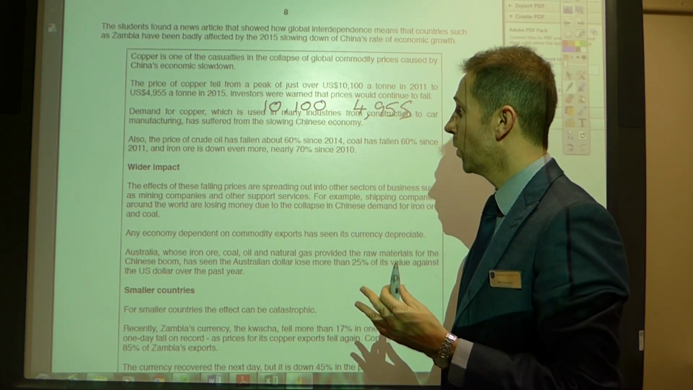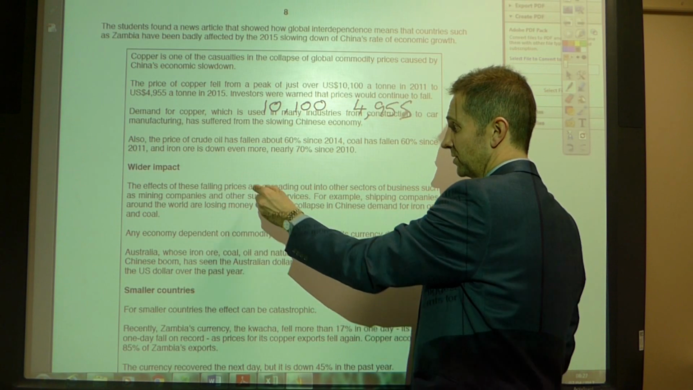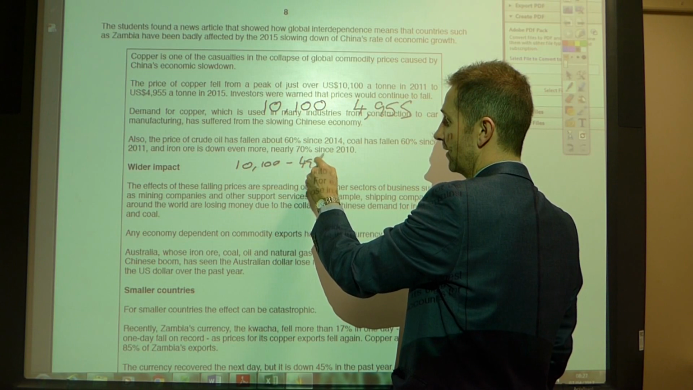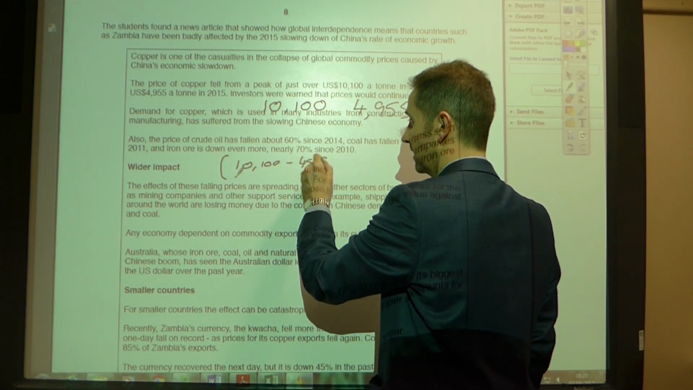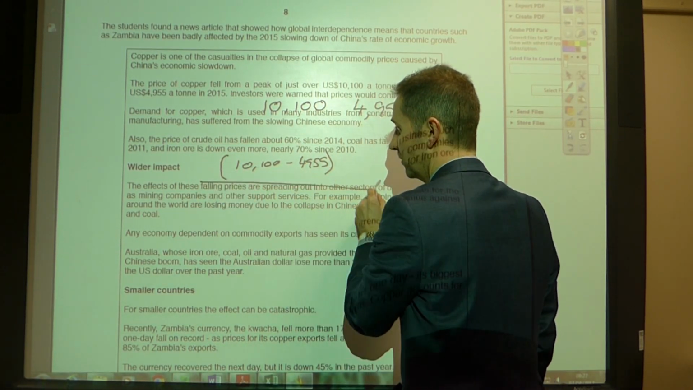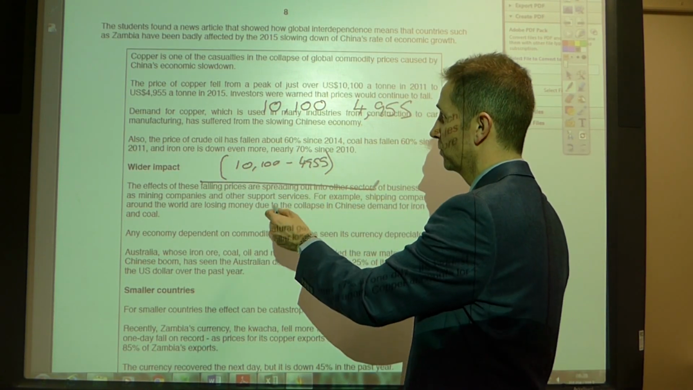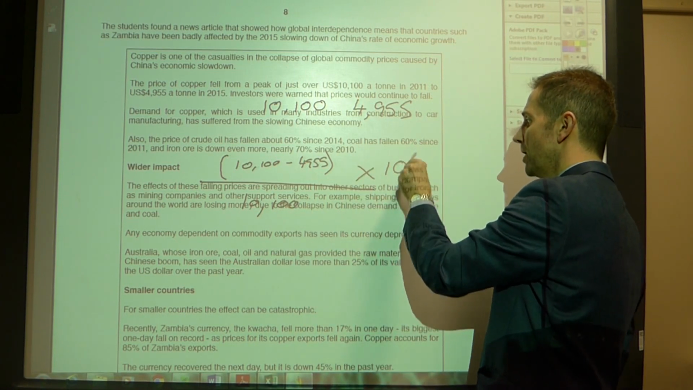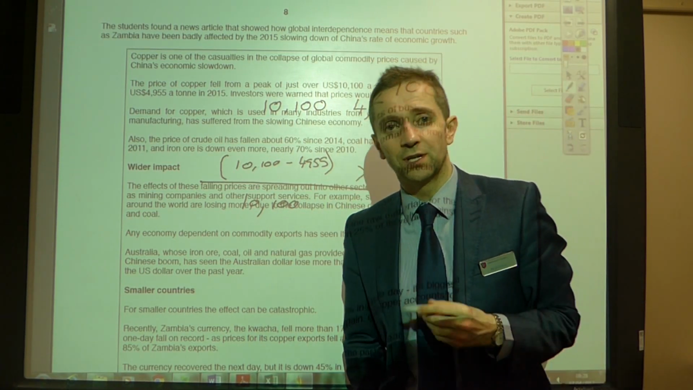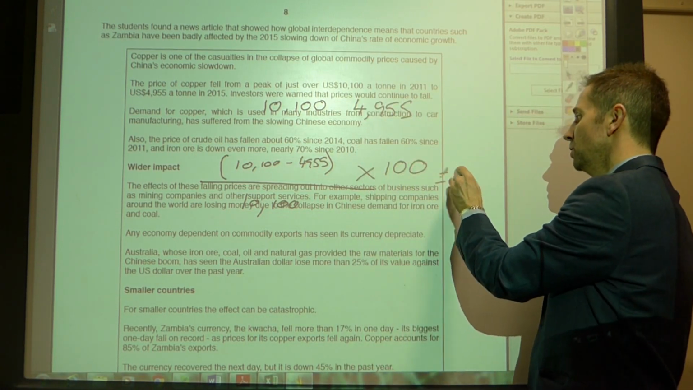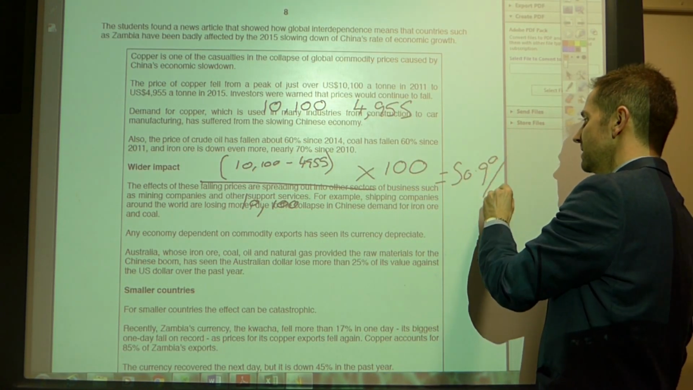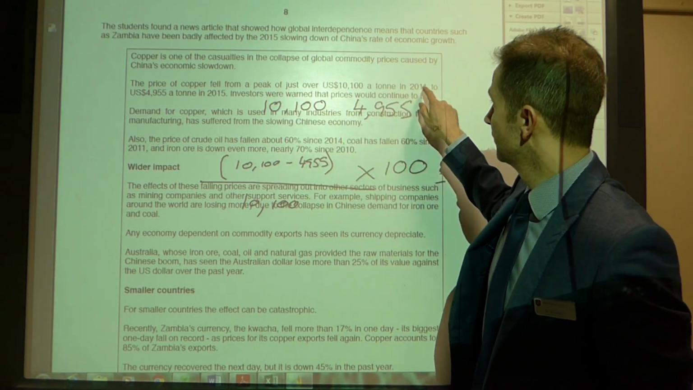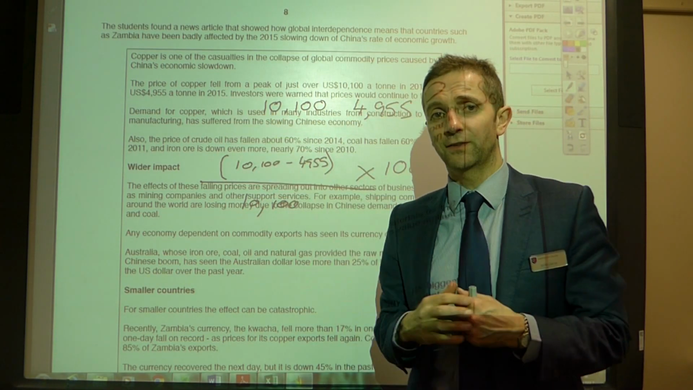Obviously we are taking one from t'other in order to get the difference. So we're doing 10,100 minus 4,955. Doing that calculation first. We're then putting it over the original number, which is of course 10,100, and we're timesing by 100 to give us a percentage. When you do that, ladies and gentlemen, you will find that that is a 50.9% reduction in the price of copper from 2011 to 2015.